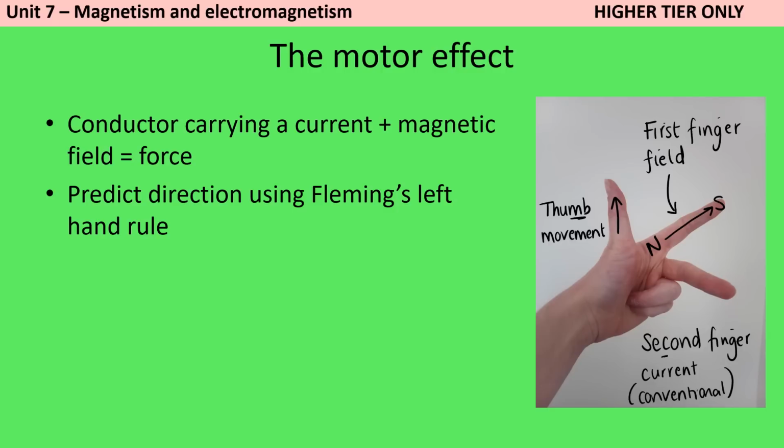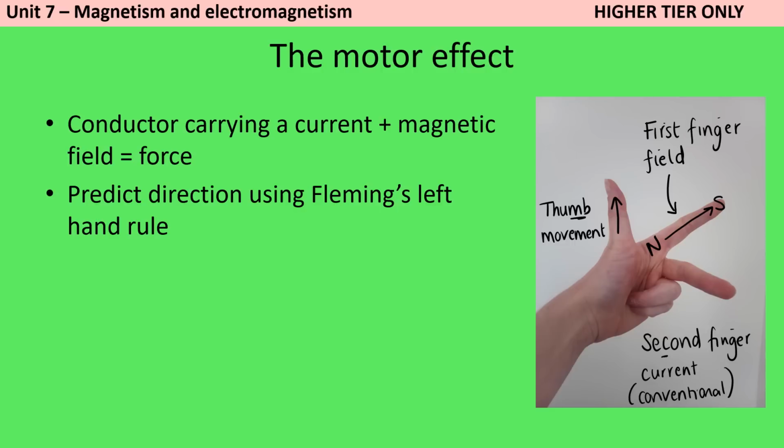So the idea is that if you know the direction of the field and the current, you can predict the direction of the movement. Or likewise, if you know which way the wire moves and you also know the direction of the magnetic field, then you can predict which way the current is flowing. As long as you've got two of the quantities, you can predict the third one.